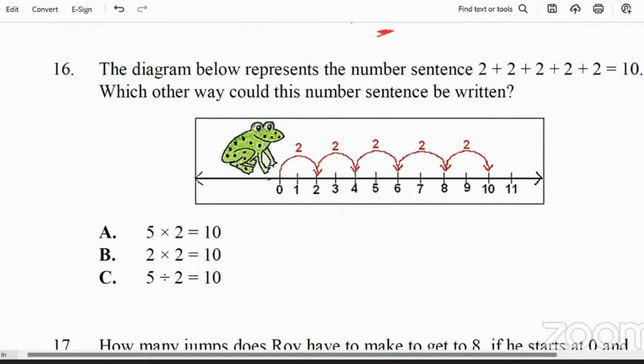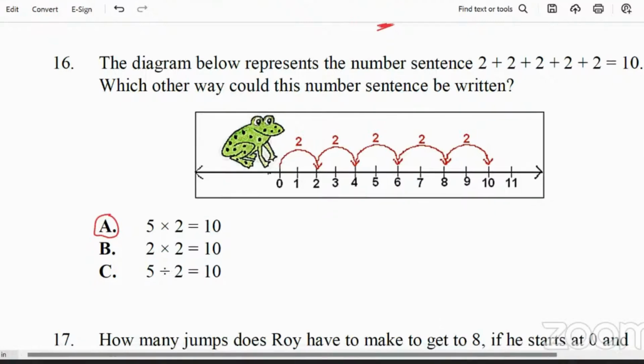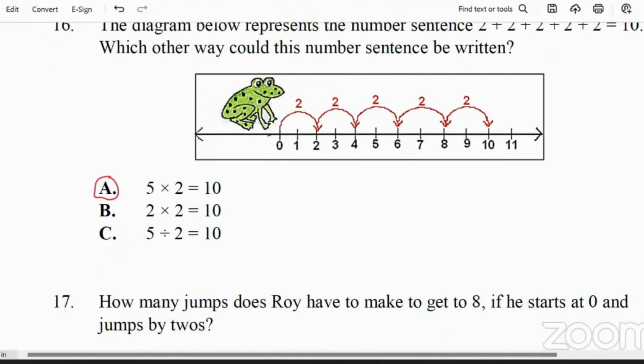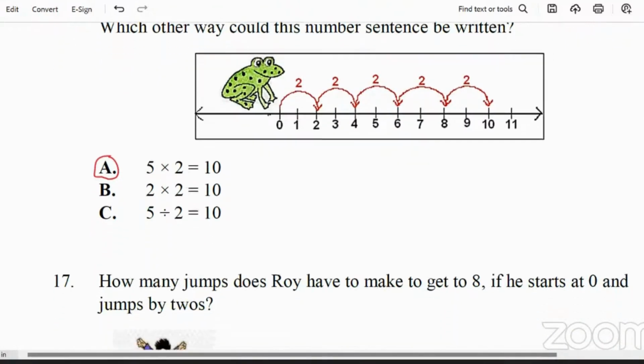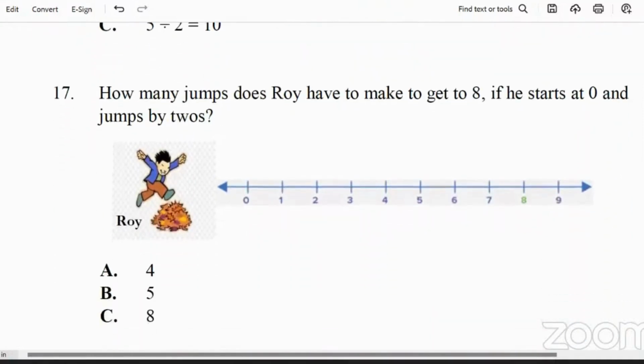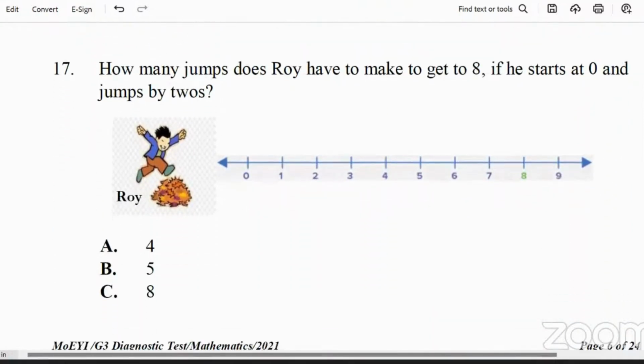2 times 2 is not 10. 2 times 2 is 4. And 5 divided by 2 does not give us 10. So instead of adding, we can do multiplication, 5 times 2. Okay? And that's how addition and multiplication are related.